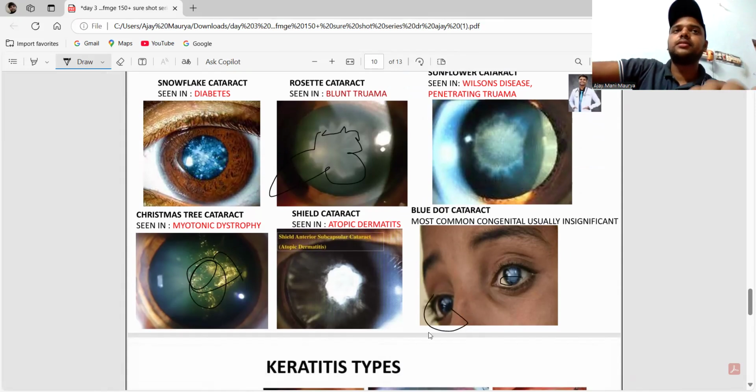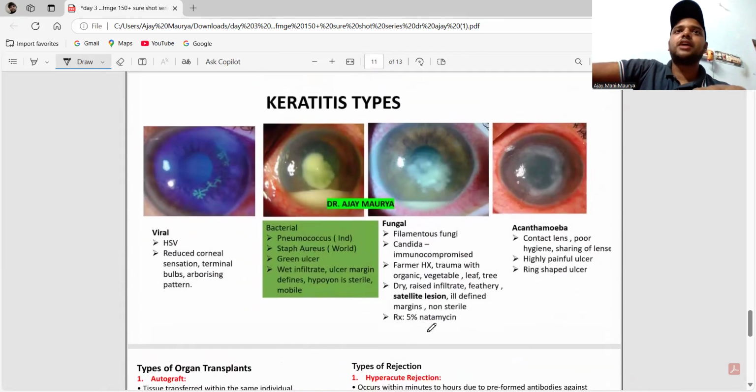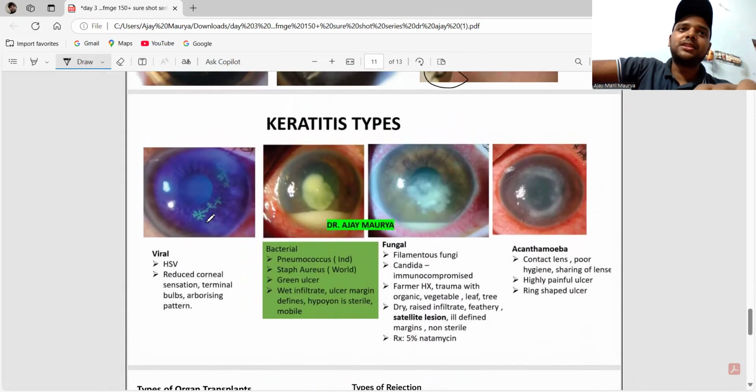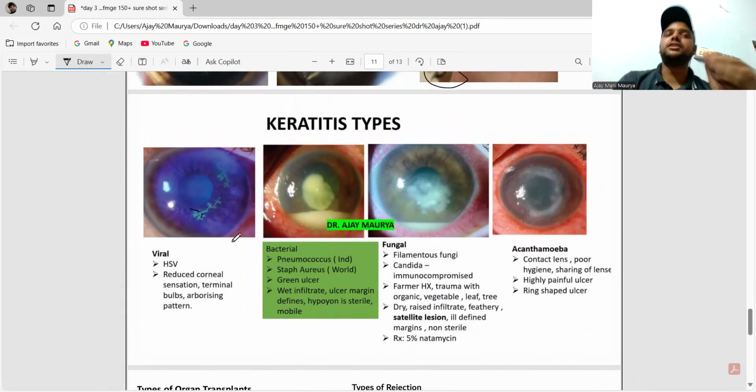Next, see this one. These are the types of keratitis, very important. This one looks net-like. This is caused by herpes simplex virus. They will give the history of reduced corneal sensation, and we have terminal bulbs. What pattern? There is an arborizing pattern.